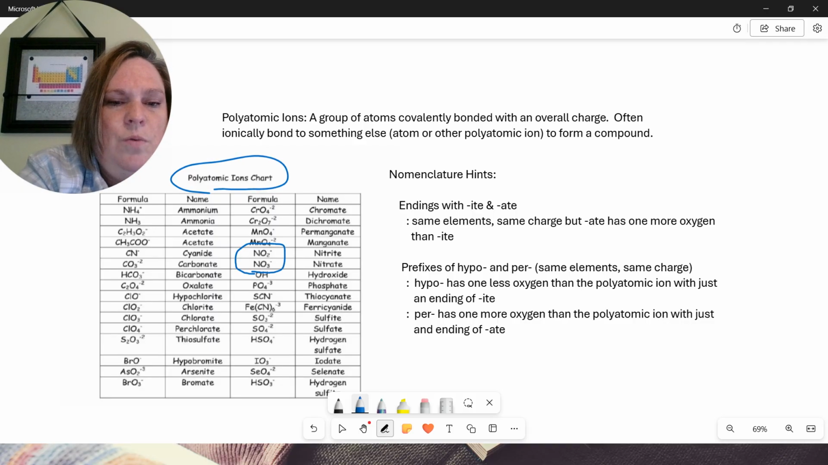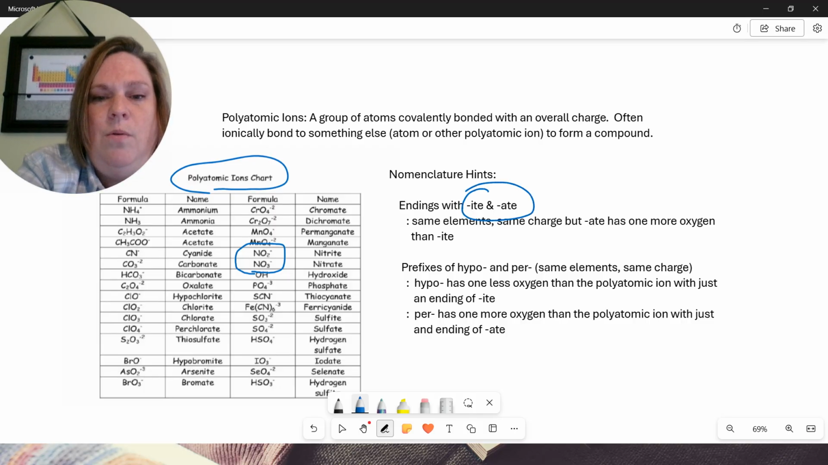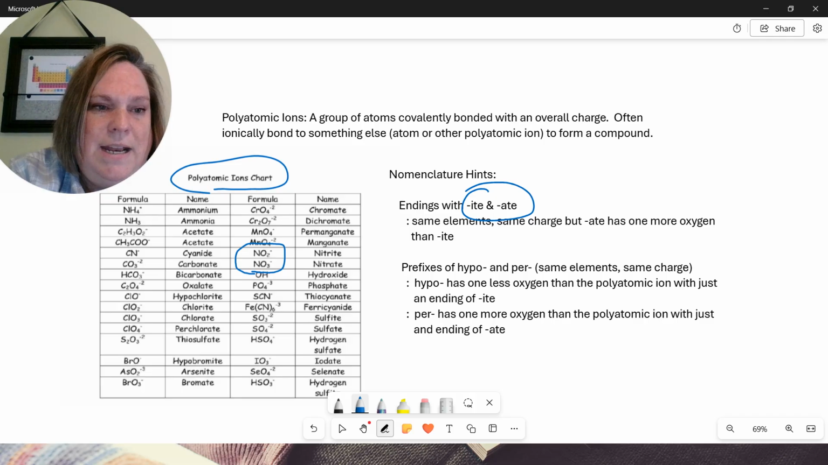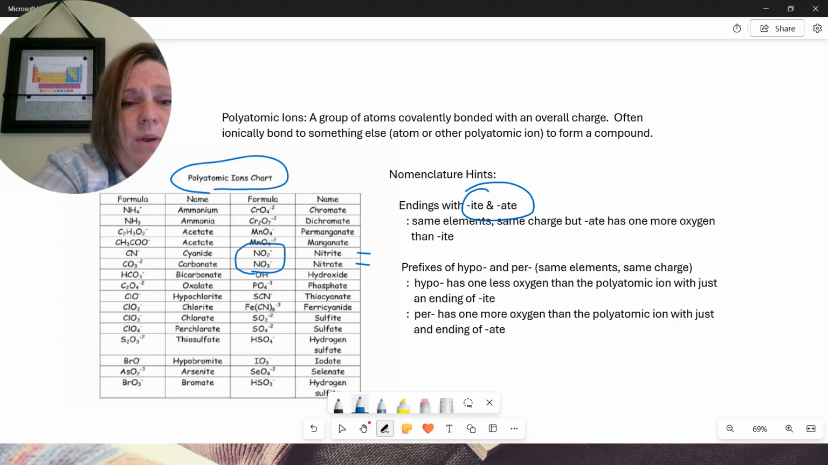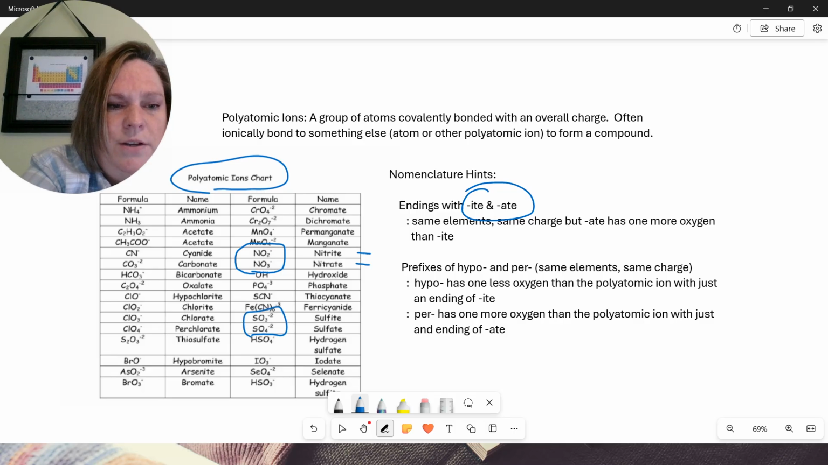Let's look at nitrite and nitrate. One thing that can help you, or a hint that might help you, is ite and ate as endings. That's pretty common. The ite polyatomic ion is going to have one less oxygen than the ate. So they're going to have the same nitrogen, the same overall charge, just a different number of oxygens differing by 1. So that can help you, and there's a few that are like that. There's sulfate and sulfite. There's nitrate and nitrite.